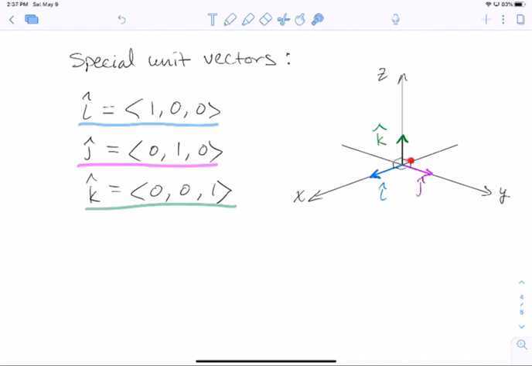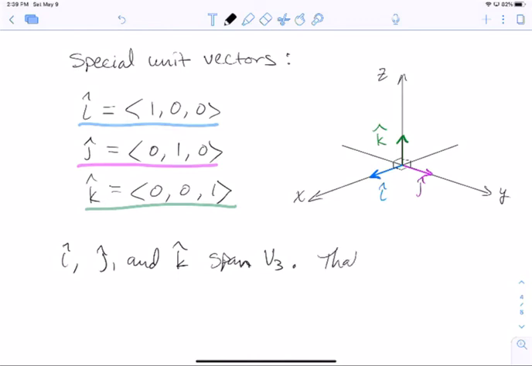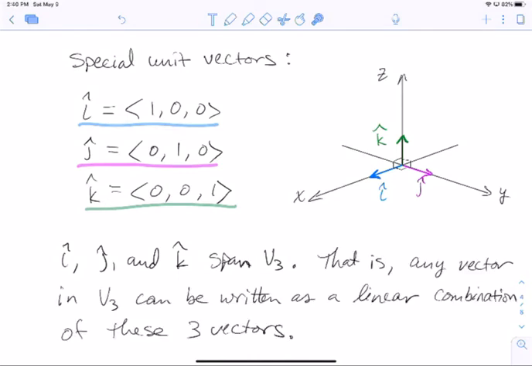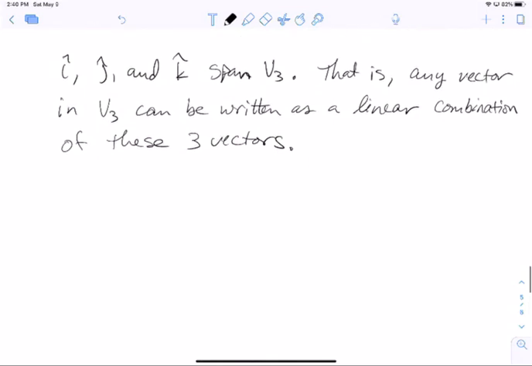Now these three vectors meet each other at a 90-degree angle, and it is actually the case that i, j, and k span V3. That is to say that any vector in V3 can be written as a linear combination of these three vectors. Let me show you what I mean.